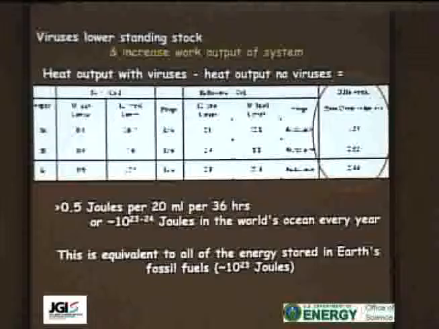Okay. So if you do this and you just calculate, you come up with numbers like this. So you could do about a half a joule per 20 mils per 36 hours, somewhere in there. That means that the global ocean, over the course of a year, or the phage in the ocean, do something like 10 to the 23rd, 10 to the 24th joules worth of work, okay, which is equivalent to all of the energy that's stored in the fossil fuels on the planet. So it's a big number. So this is one of the cool things about them.